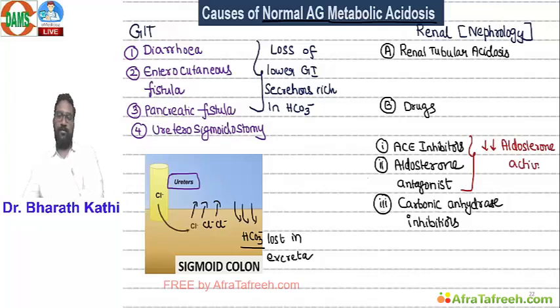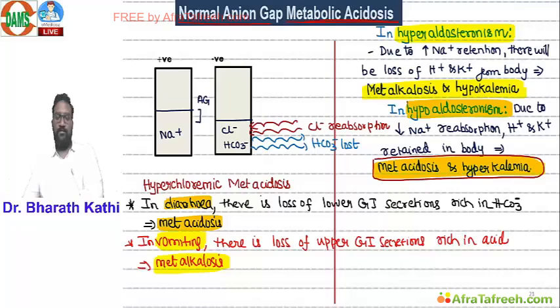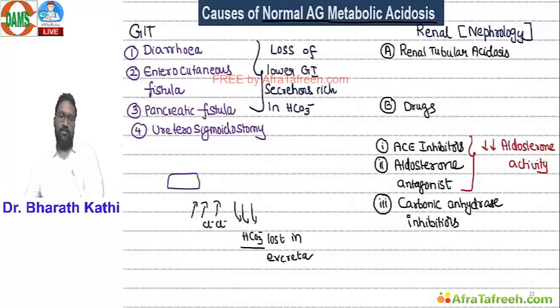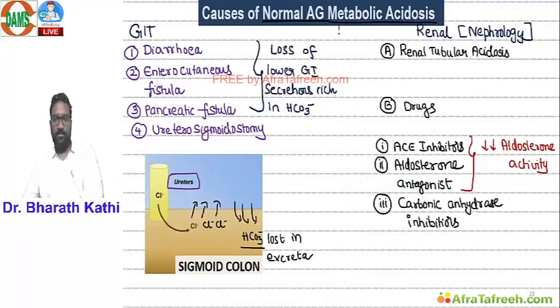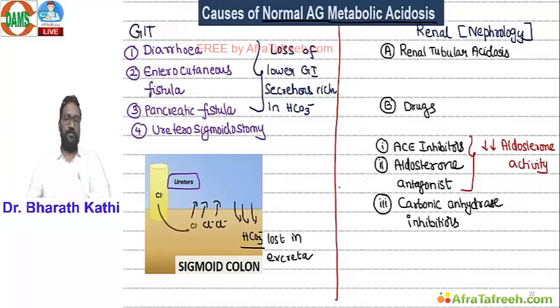So it is similar to hypoaldosteronism. What will be the end result in hypoaldosteronism? Metabolic acidosis, hyperkalemia. What are the side effects of ACE inhibitors? Metabolic acidosis, hyperkalemia. What will be the side effect of aldosterone antagonist? Metabolic acidosis, hyperkalemia, because they ultimately reduce the aldosterone activity and it creates a situation similar to hypoaldosteronism.